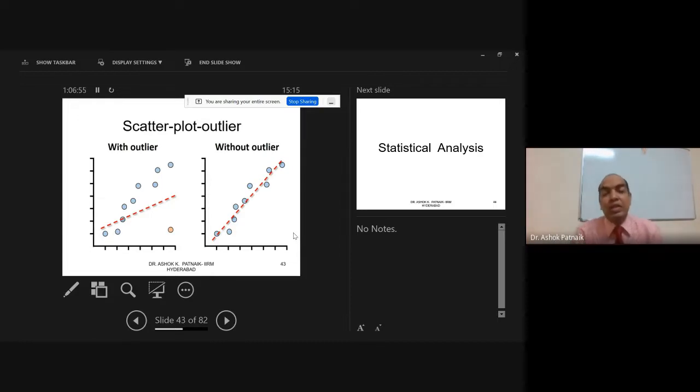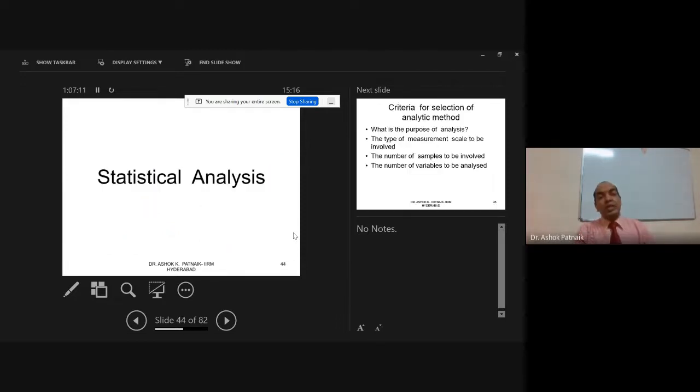You can say his income, or the average income, is below the scatter line, or it is an outlier. So these are the ways and means through which you can show the graphical analysis. Now we go to the statistical analysis aspect.